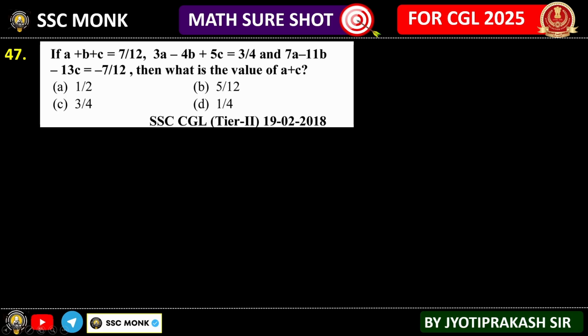Next, a plus b plus c is equal to 7 by 12. 3a minus 4b plus 5c is equal to 3 by 4. 7a minus 11b minus 13c is equal to minus 7 by 12. Then find what is the value of a plus c. This is simple simplification. You have just to cross multiply each other and find the value of a plus c. Okay, I will not solve it, but the correct answer is 5 by 12.